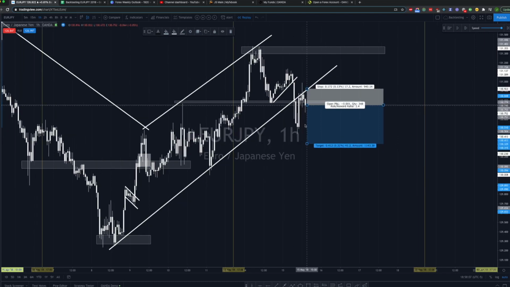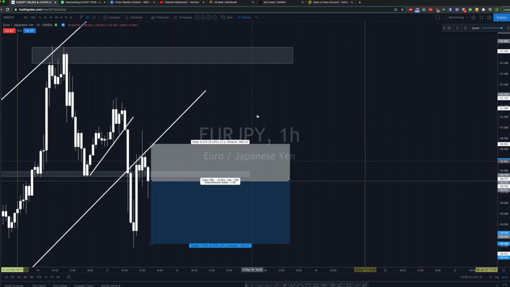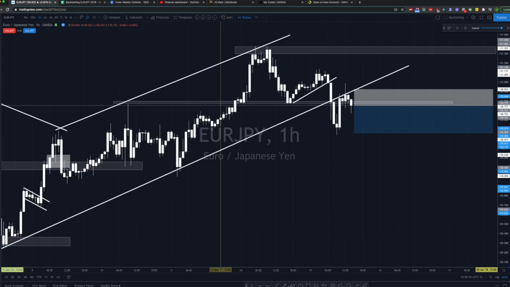I'll use a slightly tighter stop loss to just get the risk to reward up. Stop loss will be just above. I would have liked to cover this wick here, but I think because of the price action I'm seeing, it's rejecting this trend line quite nicely. So hopefully this candle just here should be respected. So I'll put my stop just above this candle here.